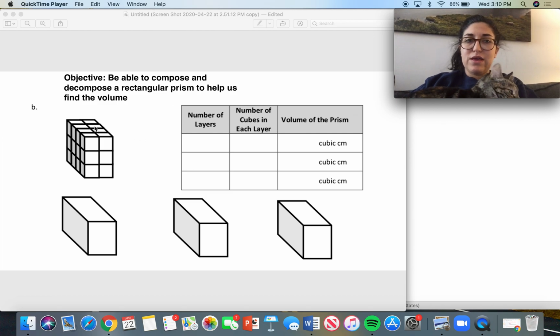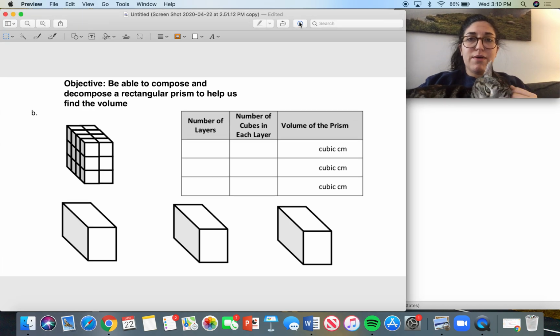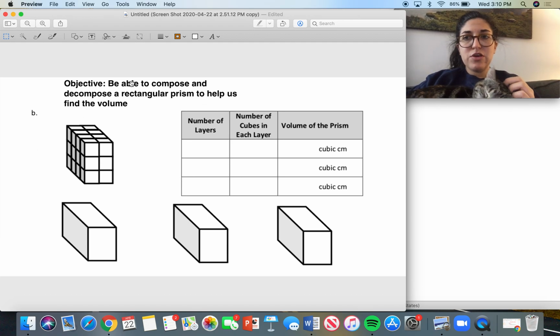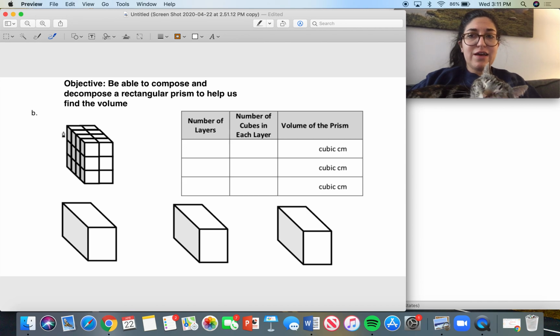We've talked about a couple different ways to do it, and today the way that we're going to talk about it is by using this. We're going to compose and decompose a rectangular prism to help us find the volume. So compose means put something together. Decompose means to break it apart, right? So if I'm composing and decomposing a rectangular prism, that means I am going to be breaking it apart, putting it back together in order to help me find out what the volume is.